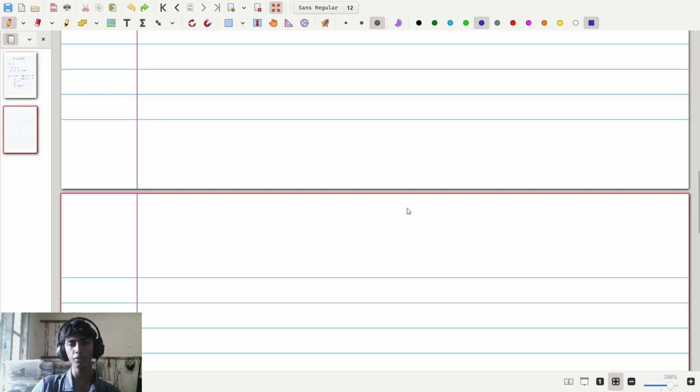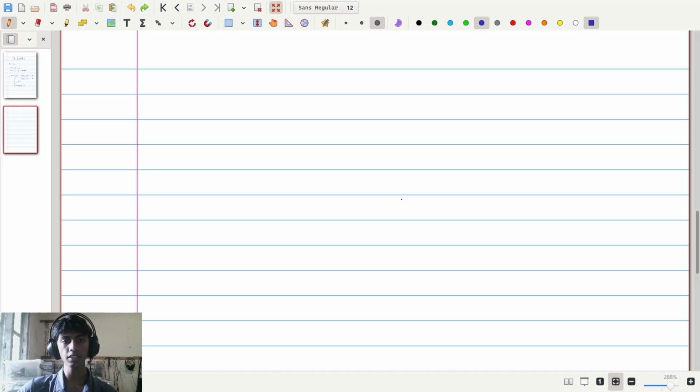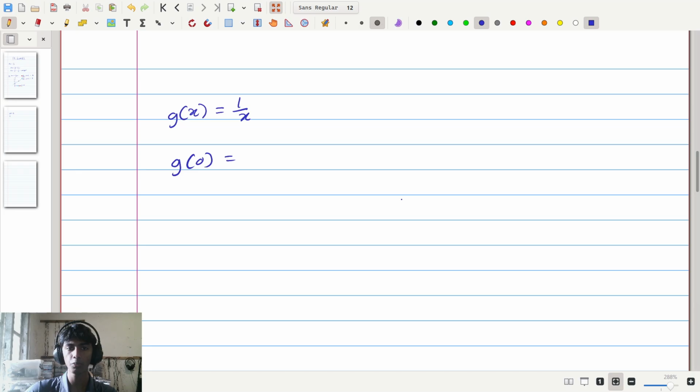An example for this, which I will write next, is the function, let's say g(x) is equal to 1 divided by x. Let's consider what g(0) is. g(0) would be 1 divided by 0, which is undefined. So, how do we find it? Well, if we draw the graph of g(x), it looks like this.